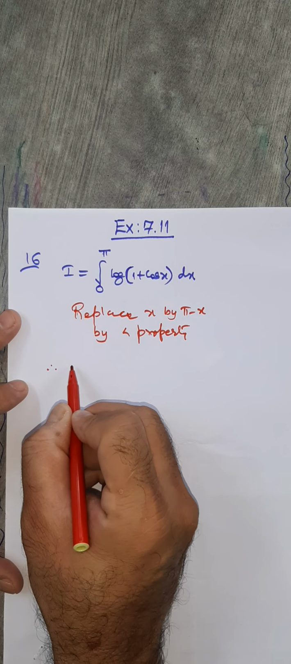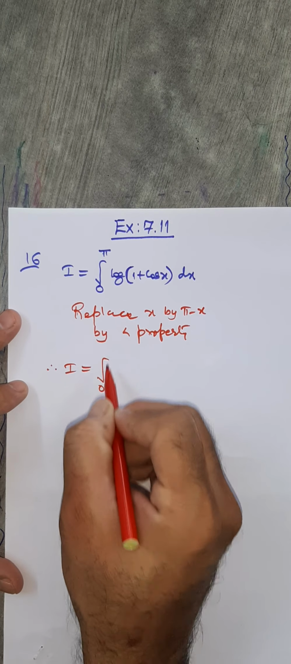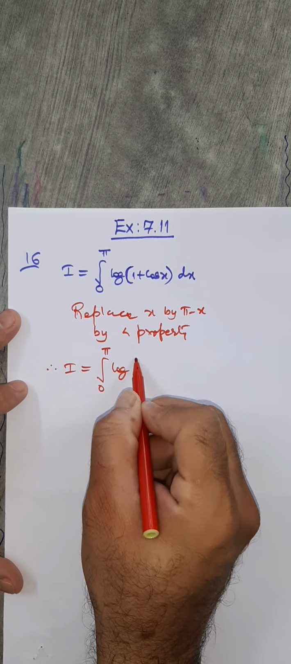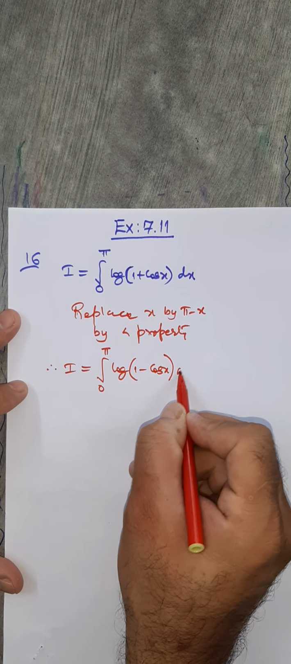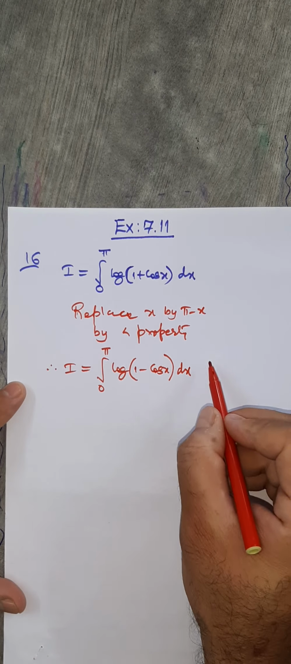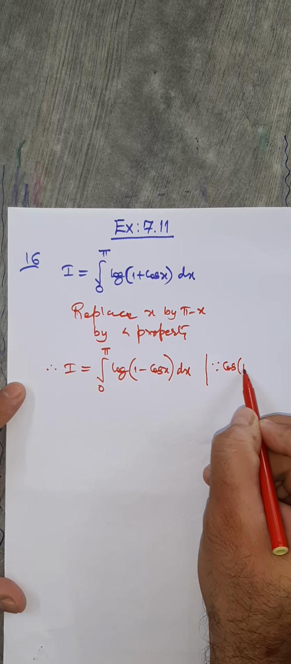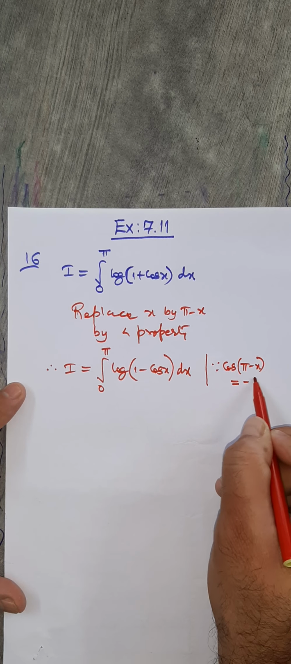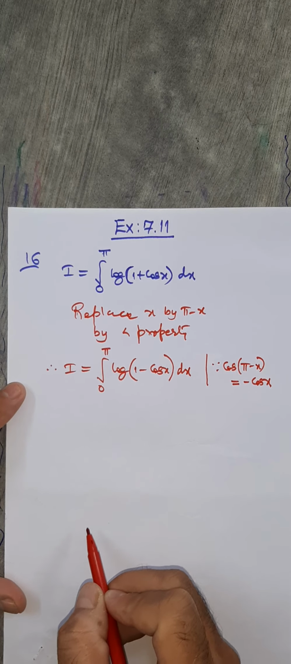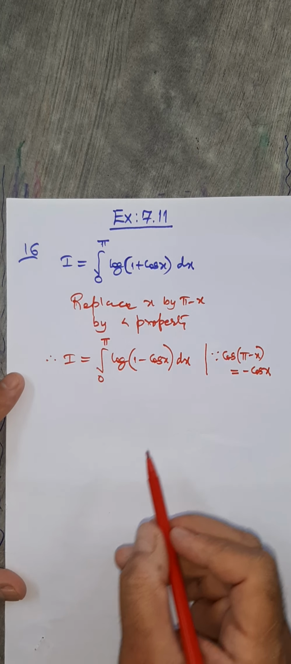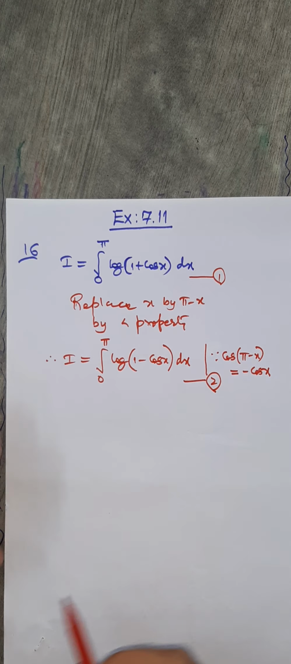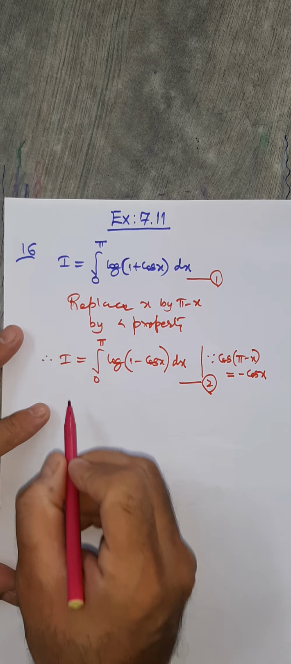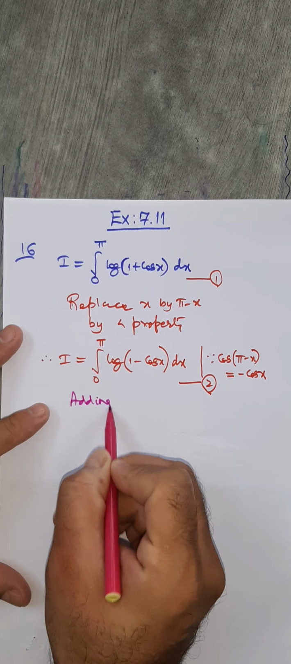Therefore I equals integral 0 to pi of log of 1 minus cos x, because in the second quadrant cosine is negative, so cosine of pi minus x is minus cos x. Now what we usually do is call the given one as 1, this as 2, and then add 1 and 2. That's the normal procedure after using this property. So adding equations 1 and 2.